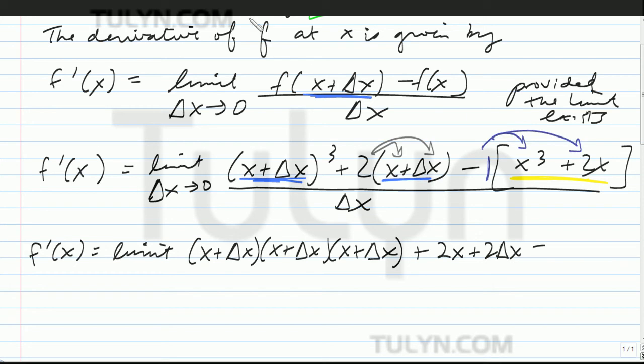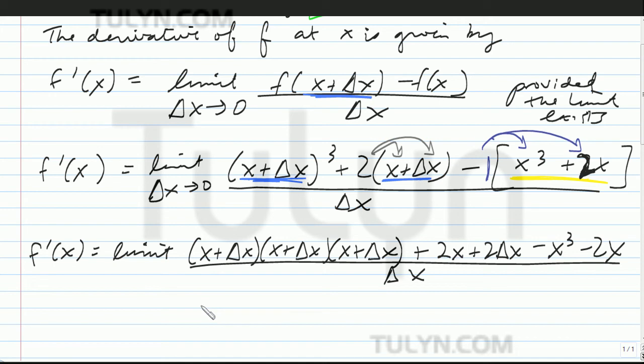So it's going to be -1 times x to the third, and -1 times 2x would be -2x, right? All divided by delta x, right? And delta x approaches 0.